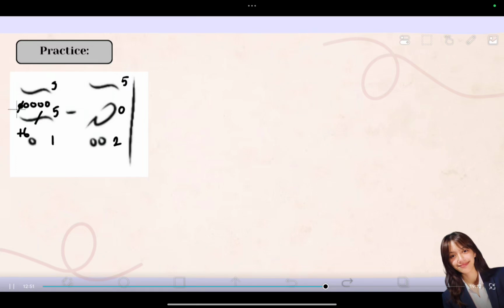Kasi, again, we are base 6. So, yung hiniram natin na isang pearl dito sa 5 ay magiging 6. So, 6 plus 1 is equals to 7. 7 minus 2 is equals to 5. Ayan. Ngayon, dito naman tayo sa tens.